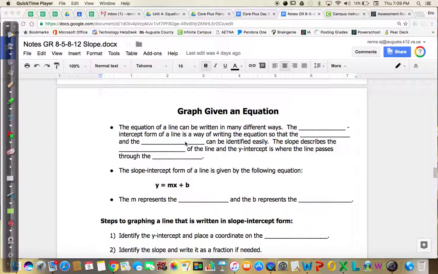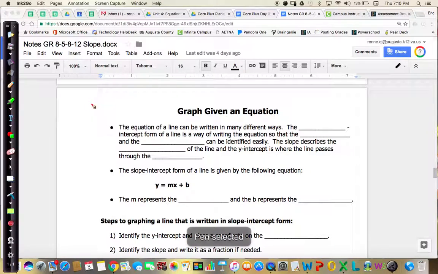Okay, welcome to part 3 of my notes on slope, and today we're going to be looking at graphing when given an equation. Now, we've already done this in a previous lesson. However, when we did it in the previous lesson, we made an input-output table or XY coordinate table, and we graphed it that way. Now I'm going to show you an easier way to graph it when you have an equation written in a certain form.